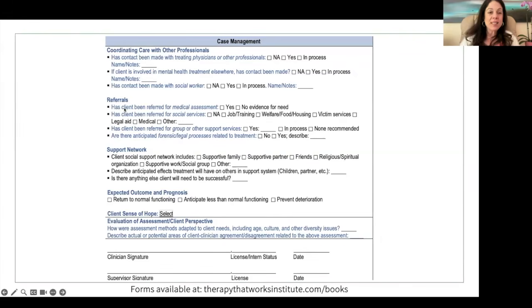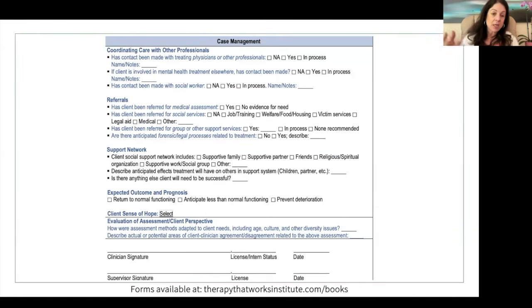So you can see coordinating with professionals. Who did you talk to? Who have they been referred to for a medical assessment, social services, group or other support services, forensic or legal support as well? And then just looking at who their support network is. This is so important, whether you're working with individuals, couples, or families. Very important to think about the larger context, even beyond the family. Who is the support network?